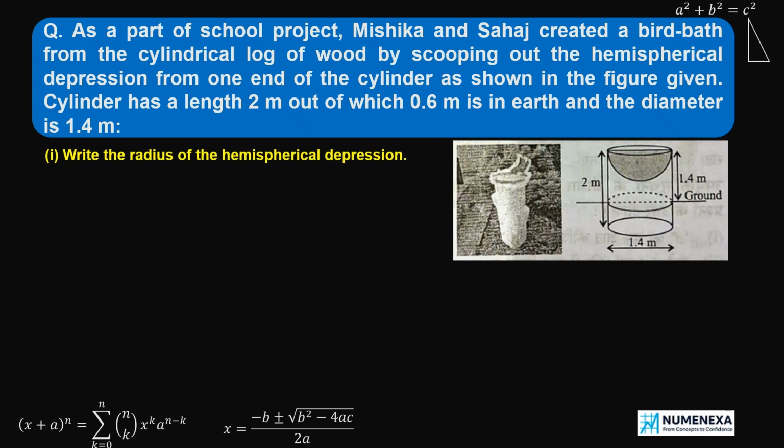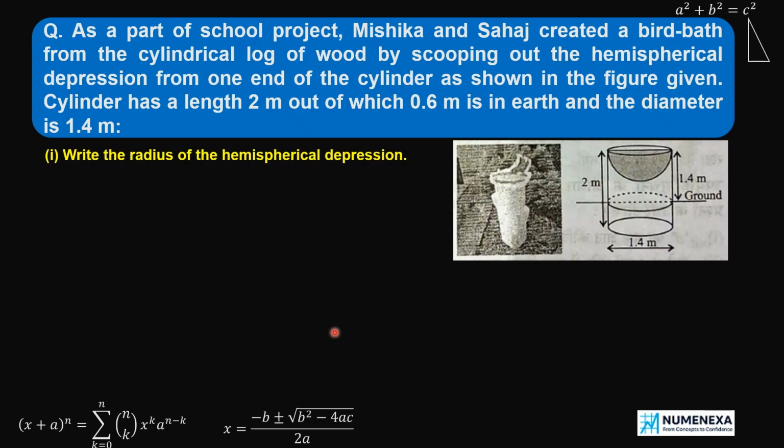However, 0.6 meter is in earth, and the diameter is 1.4 meter. And here is the first question. You write the radius of the hemispherical depression. So the first thing, after reading the question, you must write the given. So as we know, a cylinder is given with a height of 2 meter and a diameter 1.4 meter.